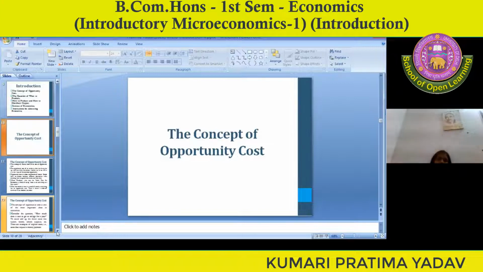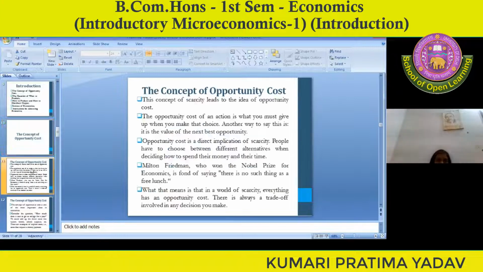So what is the opportunity cost? Let me introduce the opportunity cost. The concept of scarcity leads to the idea of opportunity cost. Scarcity, in the sense that we have limited resources, leads us to think about what the opportunity is.